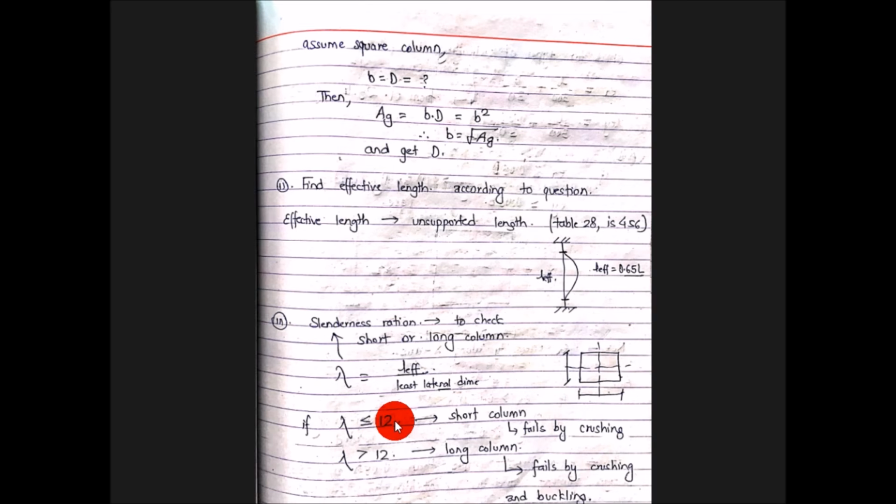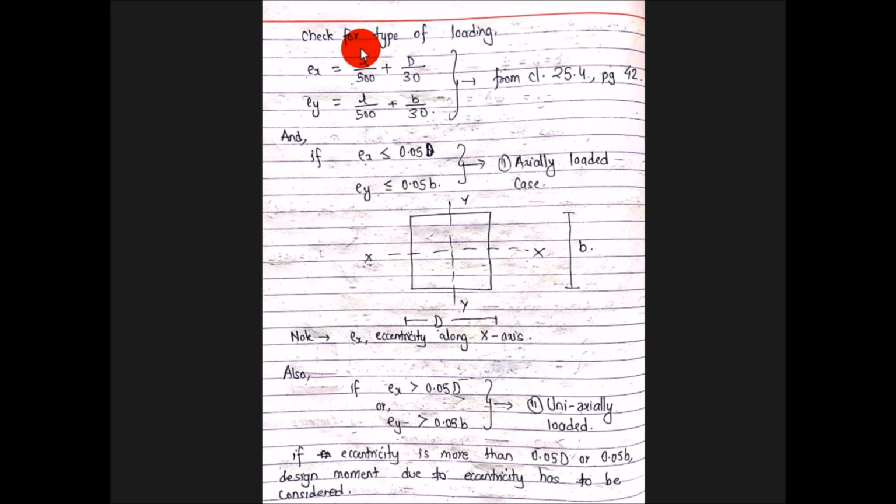If lambda is less than or equal to 12, it is a short column, and if lambda is greater than 12, it is a long column. L effective is equal to 0.65 L for the condition restrained in both direction and rotation. Basically, a short column fails by crushing of concrete and a long column fails by crippling and buckling.